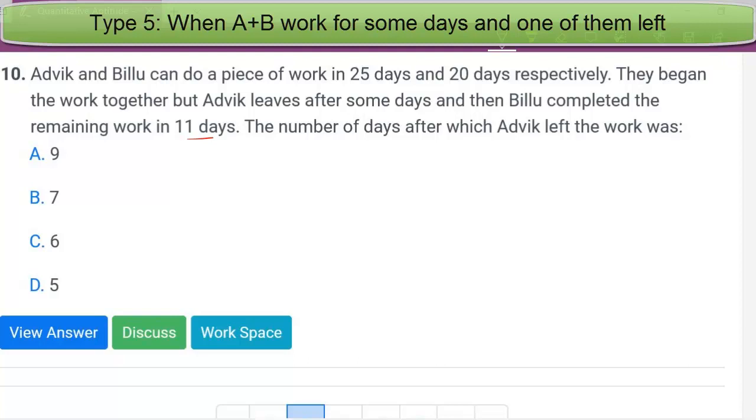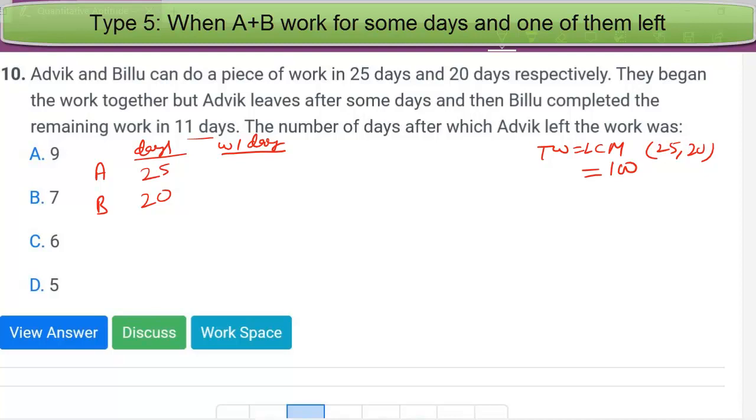So I am writing Advik and Billu, and the number of days they are taking is 25 and 20. And we will have to calculate work per day as per the total work we assume, and we have to assume the total work as the LCM of 25 and 20, which is convenient for the calculation. So this is 100, so 100 is the total work. Okay, so Advik is doing 100 by 25, that means 4 work per day. And Billu is doing 100 by 20, that means 5 work per day.